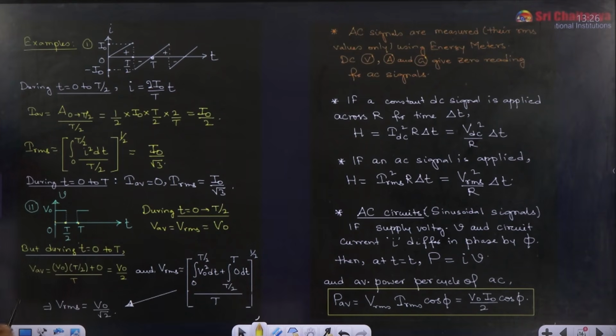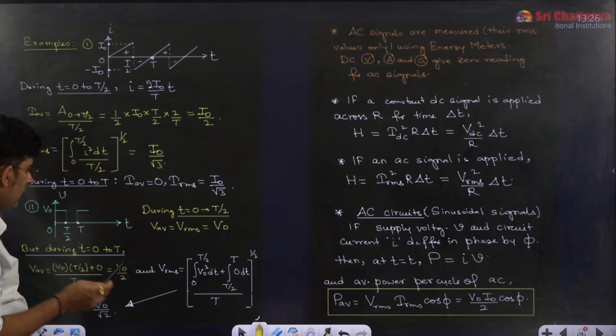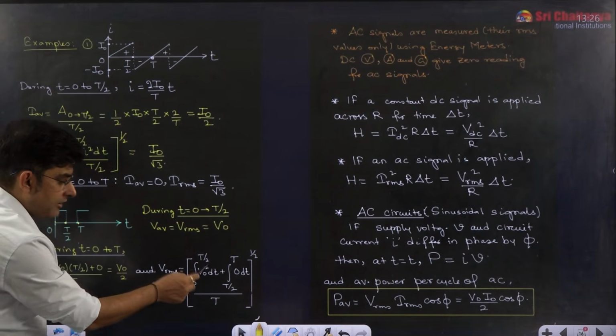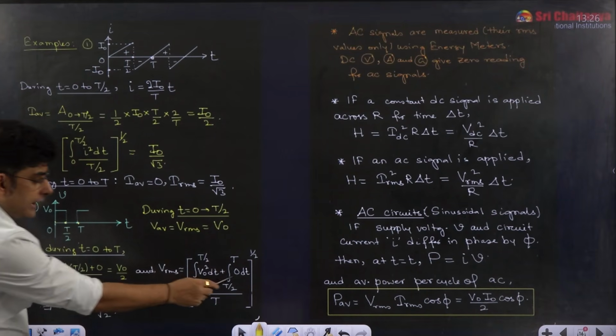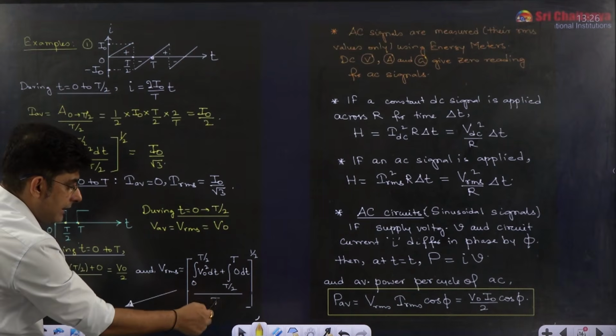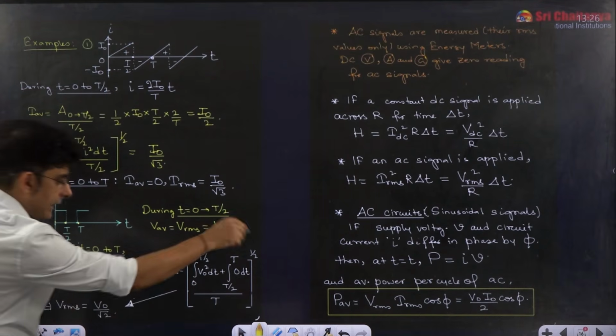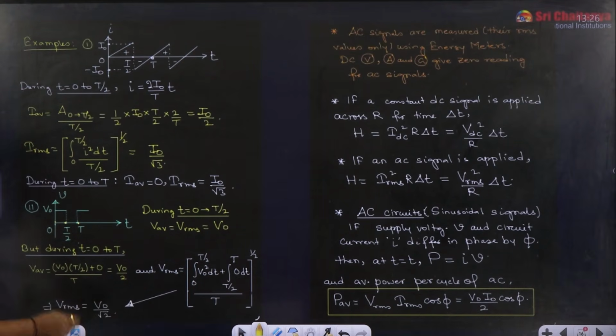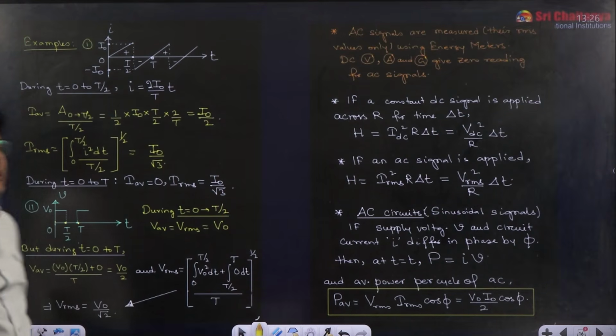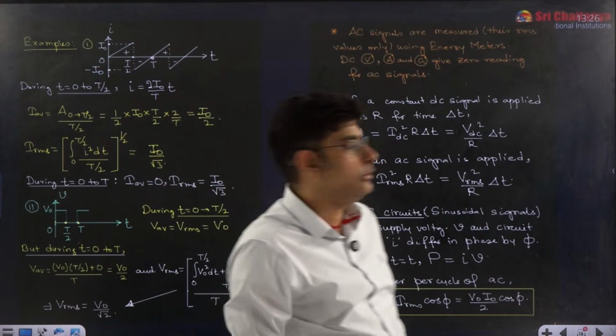But if you find RMS, you have to integrate V square. So from 0 to T by 2, it is V naught square. But from T by 2 to T, it is 0. So when I integrate, divide it by the total time interval and take the square root, I get the RMS value as V naught by root 2. So this is the method of finding RMS and average values.